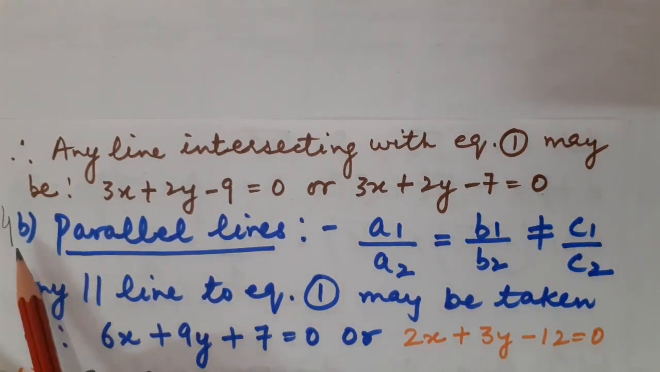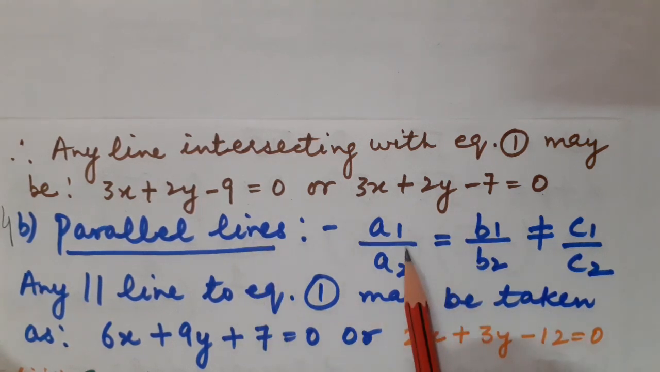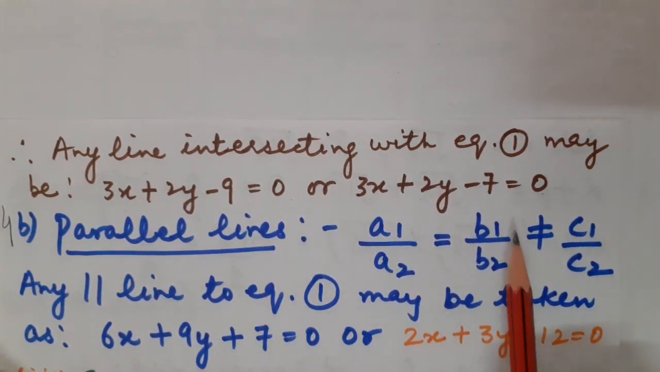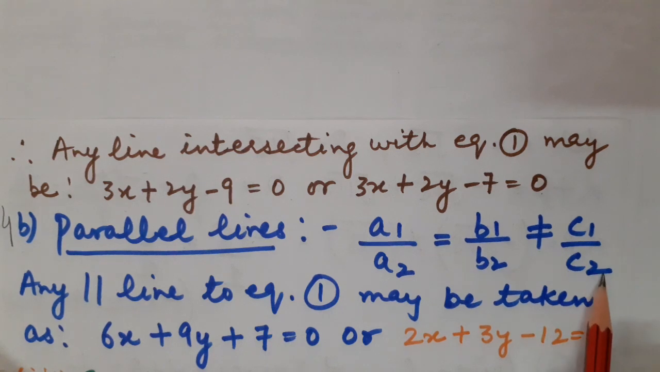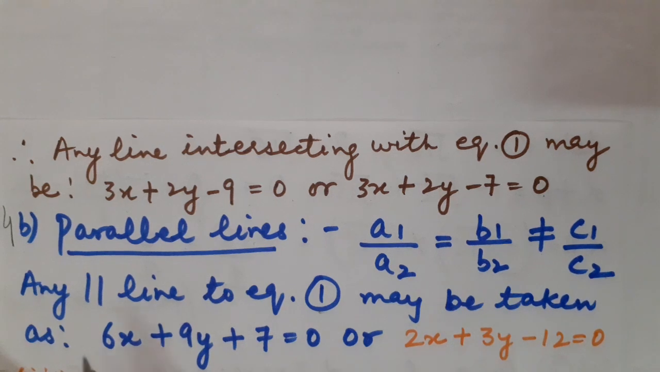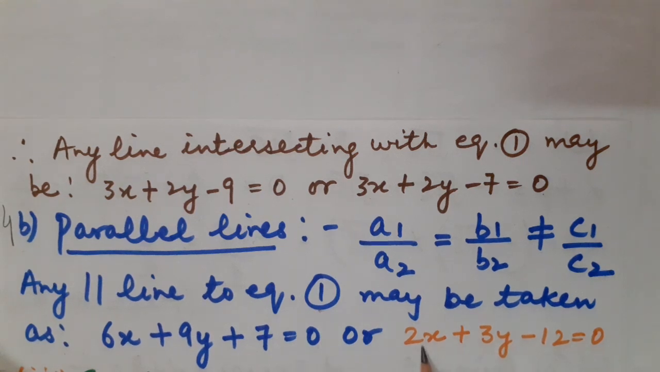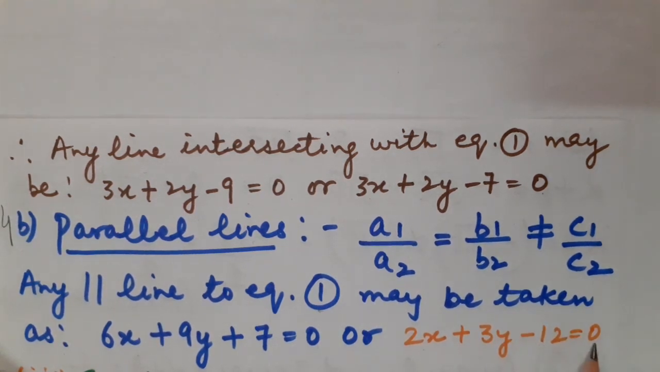Now, children, question number 4, B part. For parallel lines, children, you know very well what the condition is, that is a1 upon a2 is equal to b1 upon b2 but not equal to c1 upon c2. And what was the equation we had in the statement, that is 2x plus 3y minus 8 is equal to 0. So any parallel line to the given equation can be like this, 6x plus 9y plus 7 is equal to 0 or 2x plus 3y minus 12 is equal to 0.